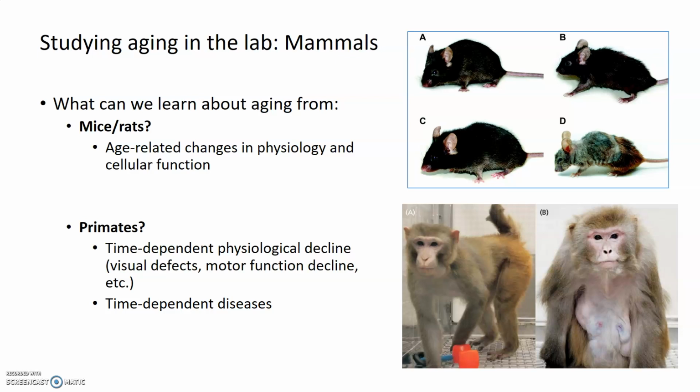And additionally, primates actually suffer from some age-related diseases or some time-dependent illnesses as well. Older macaques, for instance, can have type 2 diabetes. They have certain types of cancer. They can have a pseudo form of neurodegenerative diseases like Alzheimer's and Parkinson's. And so they're not only good for studying age-related decline, but also the diseases related to aging.